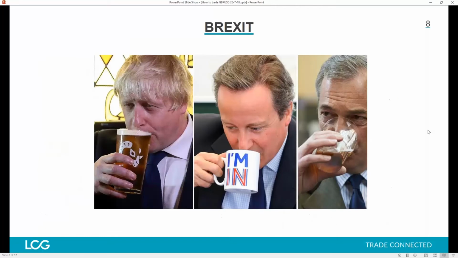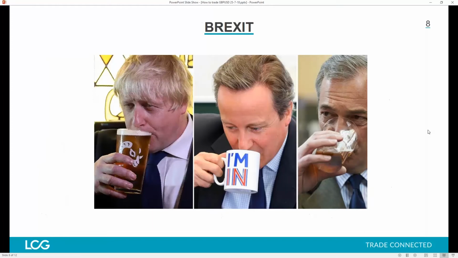And talking of politics, don't know if you're familiar with these three gentlemen, but certainly pretty central in Brexit. Just thought I'd play that in there. It's quite a funny picture. Obviously, Boris Johnson, David Cameron, and Nigel Farage. Three central figures in how Brexit came about.